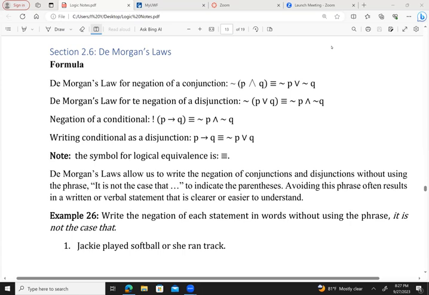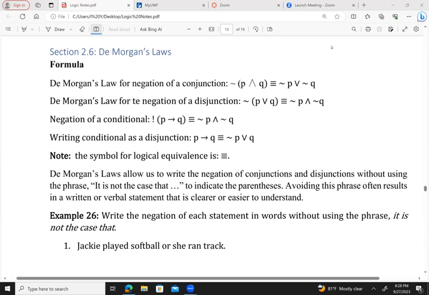Okay, today we're going to look at section 2.6, De Morgan's laws. So here's what we're looking at. According to De Morgan's law of negation of a conjunction, the negation of P and Q is equivalent to the negation of P or the negation of Q. And De Morgan's law for negation of a disjunction is the negation of P or Q is equivalent to the negation of P and the negation of Q.